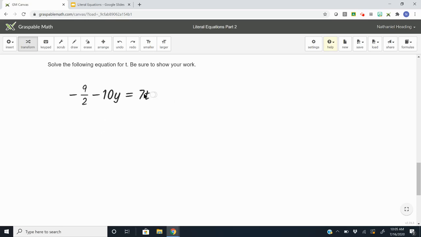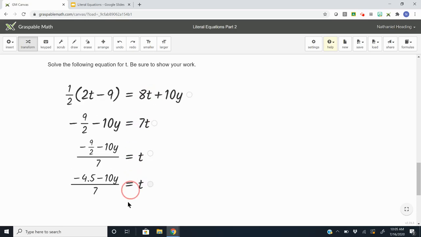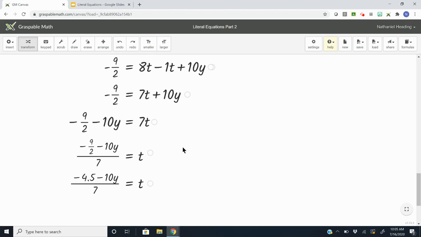Now the only thing left to do is to get rid of the 7. So I'm going to divide by 7. And we're good to go. Now this is a little messy. It isn't really officially what we would like, but sometimes things come out messy. So there we have it.